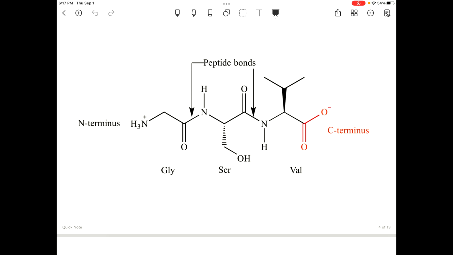Here we have glycine, a peptide bond right here, and another peptide bond right here. And then we have valine and serine. So these are just different amino acids, and this is how they're joined together. This is a tripeptide right here. If we had 2 amino acids, dipeptide, 3 amino acids, tripeptide, and so on.